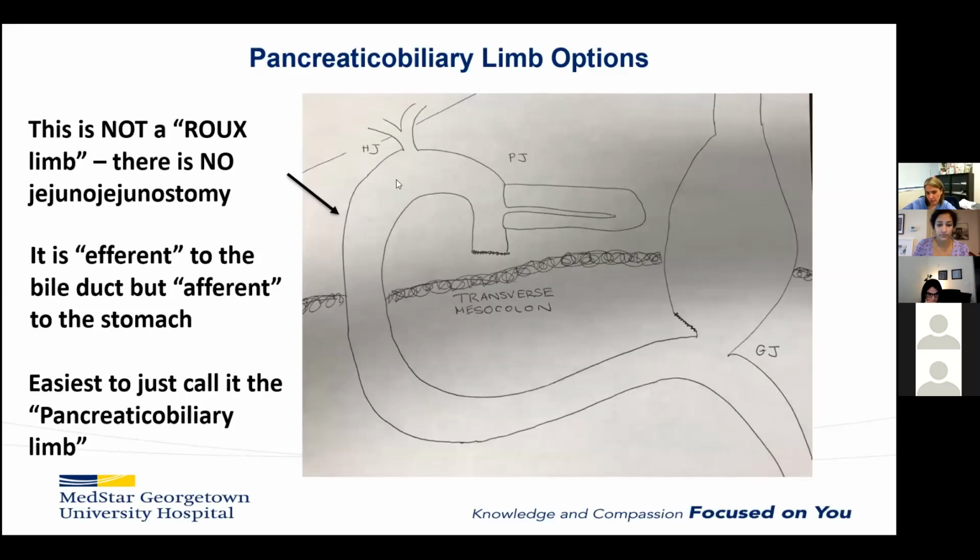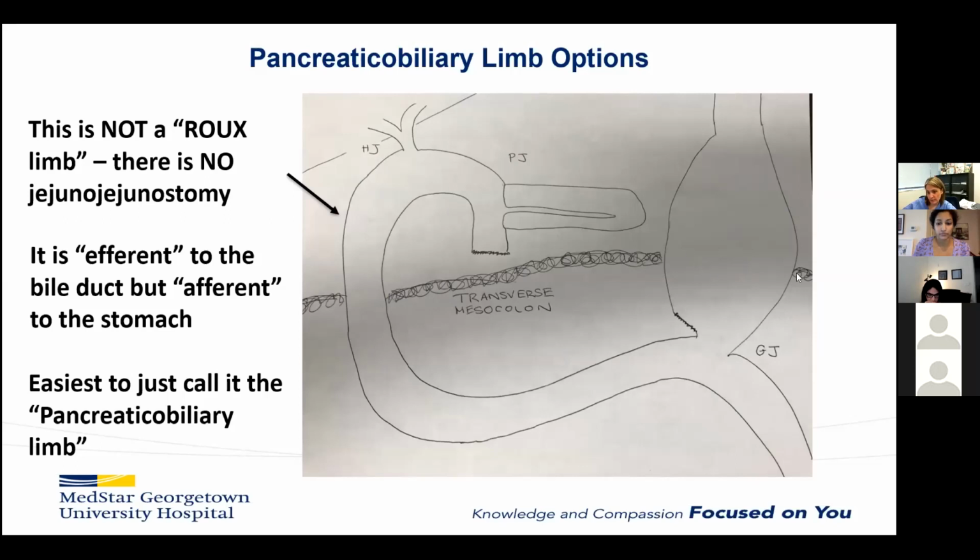It can be brought through the transverse mesocolon, as I've drawn it here, or sometimes it's brought through the native duodenal space where the bowel was resected. You can bring the limb back through there, and then you don't have a place where it crosses the transverse mesocolon. And the same with the stomach. The stomach can be in front of the colon, in which case the mesocolon doesn't influence it, or it can be brought retrocolic through the mesocolon.